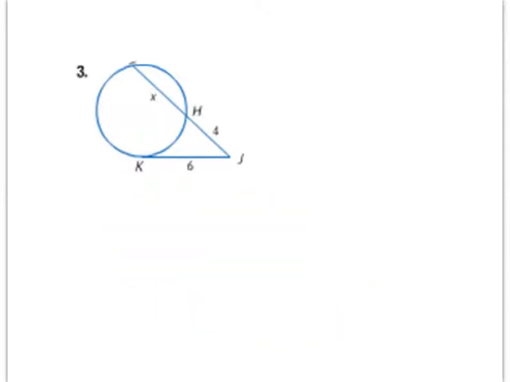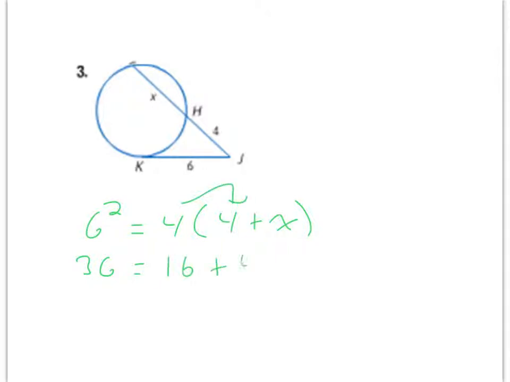Okay, so as we look at this one right here, we're going to use our secant tangent power theorem. This piece right here is a tangent piece. This, of course, is the secant piece. So we now know that we're going to do 6 squared is equal to 4 times 4 plus x. As I write that down, I got 6 squared is equal to 4 times 4 plus x. 6 squared, of course, is 36, and that's equal to 4 times 4 is 16 plus 4x.